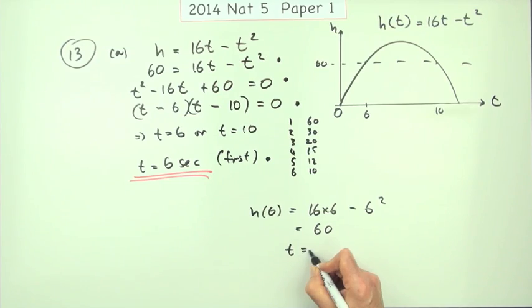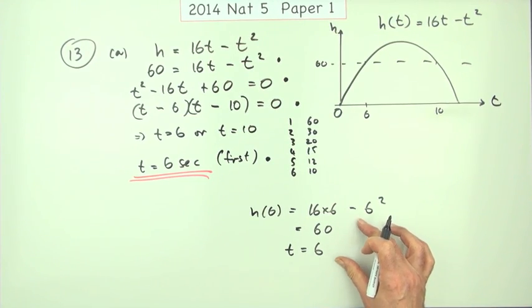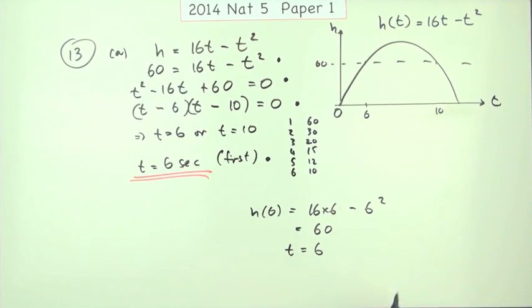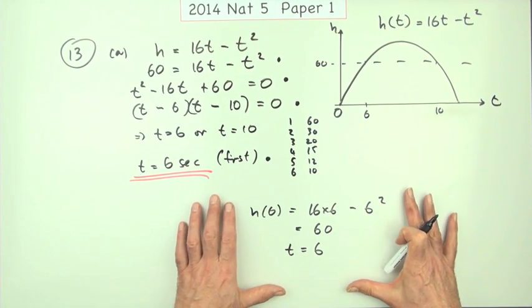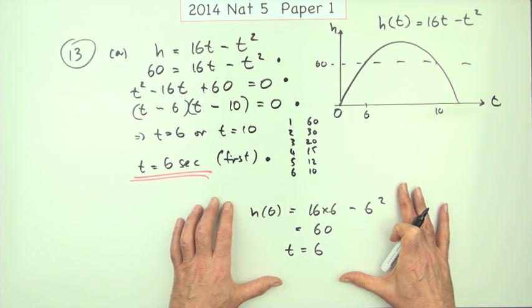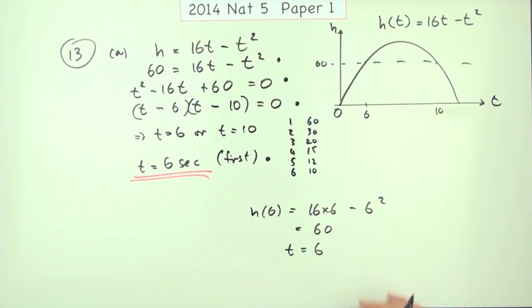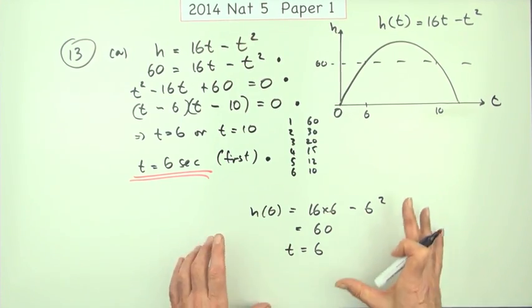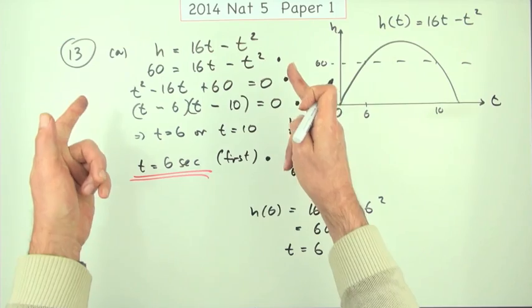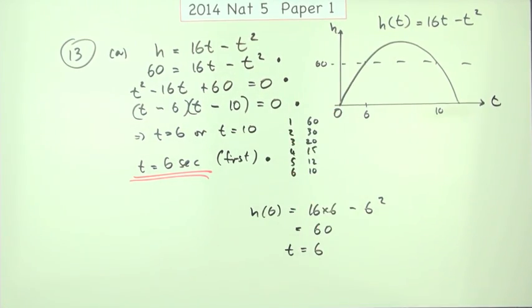If you went on to say, well, t equals 6, that would give you 2 out of 4, because it's only one attempt. You have to put down, I think it's at least 2 attempts if you're going to do it by trial and error, if you're really stuck. But you shouldn't be, because that's an obvious question. It's a quadratic, it's factorise a quadratic.